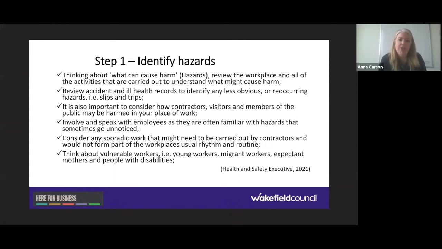The third thing you can do is to consider how contractors, visitors, and members of the public may be harmed in your place of work. This may be different to how your employees work within the workplace.